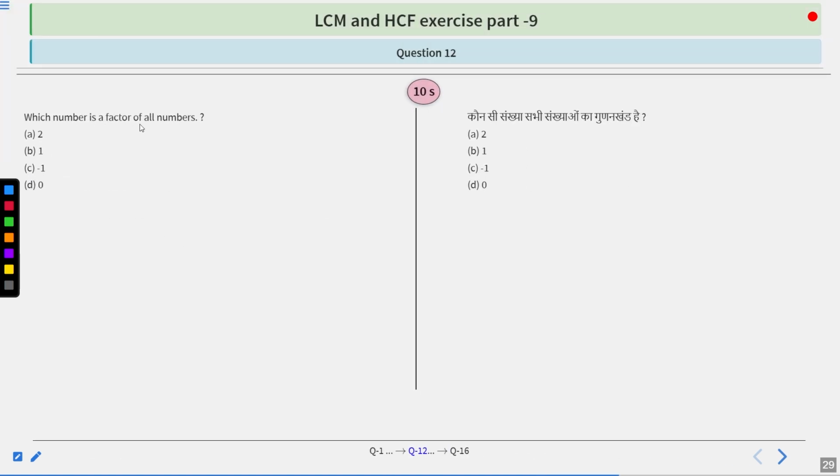Which number is a factor of all numbers? And options are option A 2, option B 1, option C -1, and option D 0. These are the options. And you have 10 seconds to find out the correct answer. After that, I will do the solution.